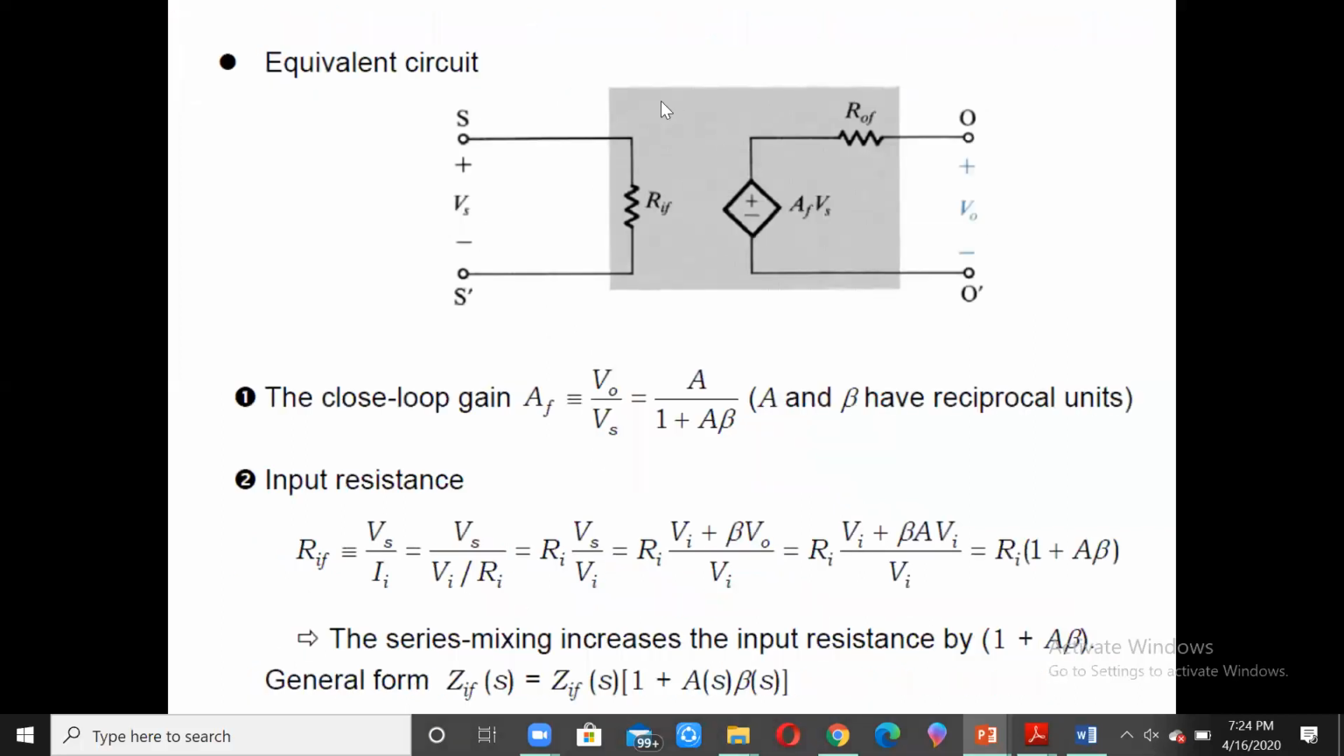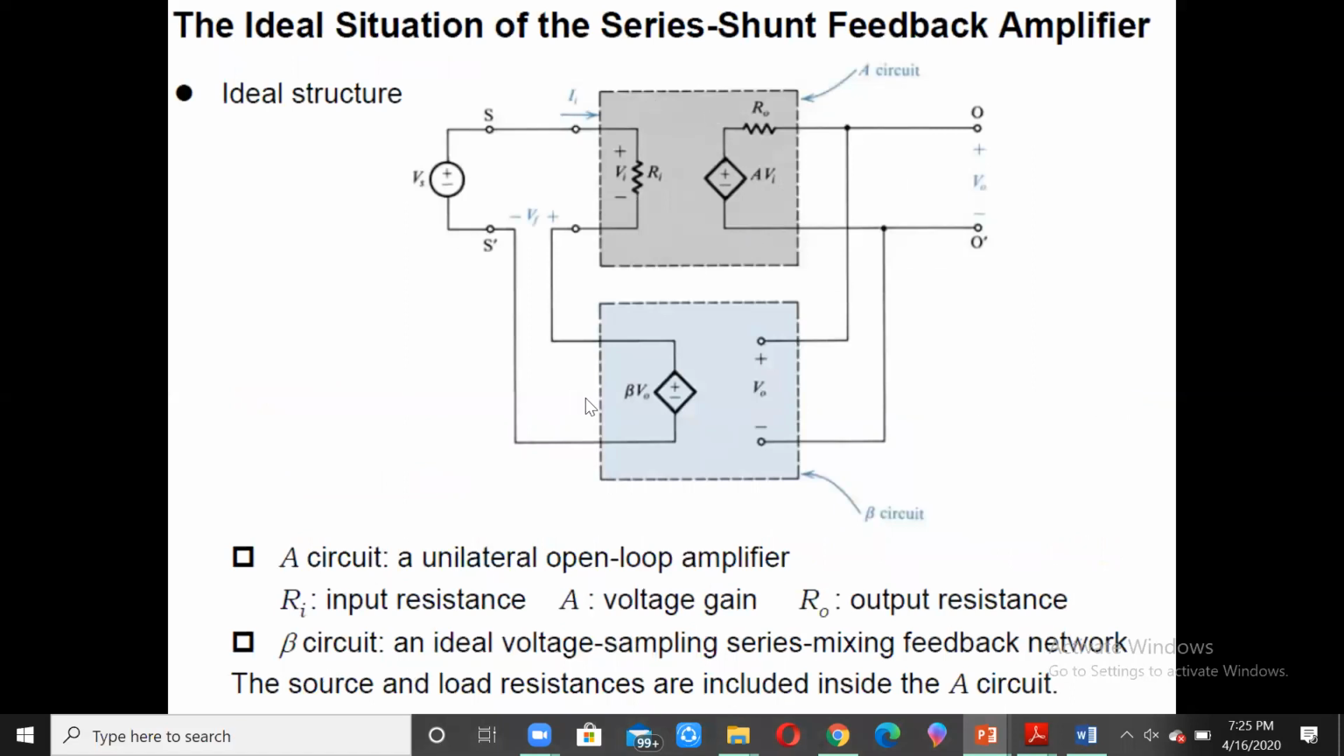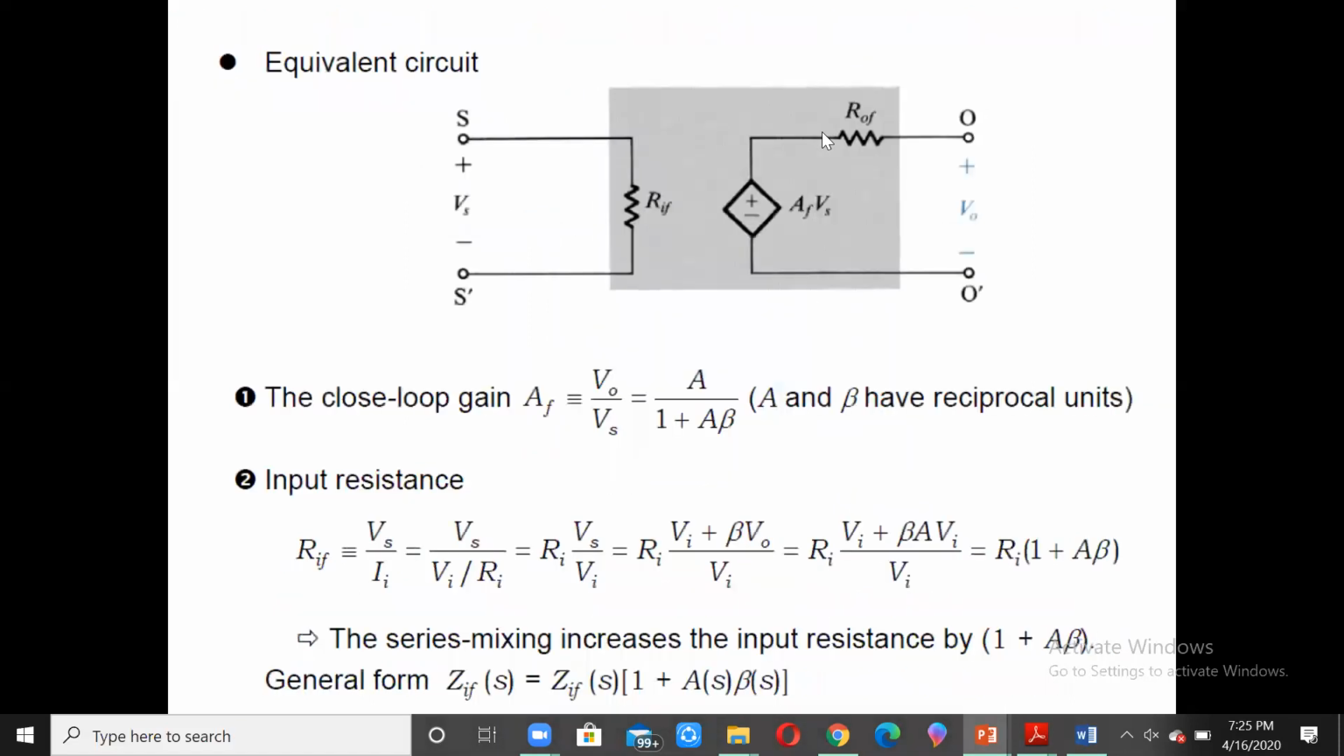So the equivalent circuit of the amplifier, the overall amplifier with the feedback arrangement, is written over here. That is Vs with RIF, ROF, the input feedback resistance and the output feedback resistance, and then AF into Vs all throughout. So what is the value of RIF, ROF, and AF in terms of the circuit which we have written here? That is what we need to find.